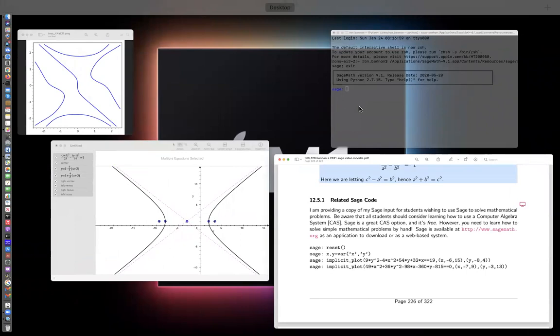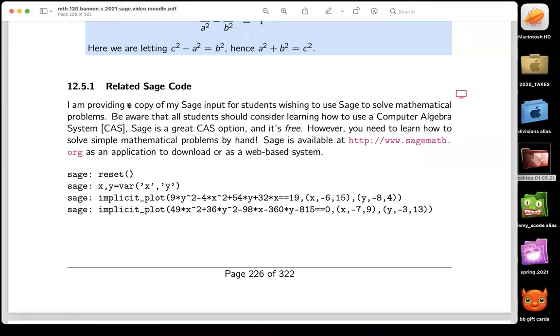Okay, so we're in section 12 of the notes where we graphed conic sections. And what I'm going to do is go through the Sage software again. All right, so we're at this stage of the game over here. Again, for students that want to try this online, just go to that website, www.sagemath.org, and then use the interactive CoCalc Sage worksheet.